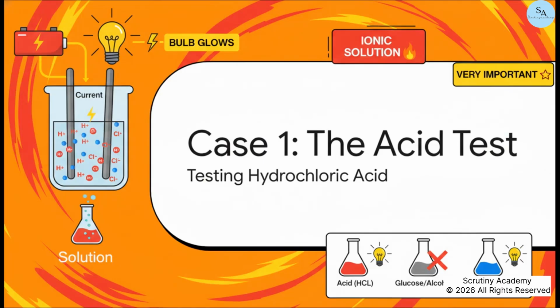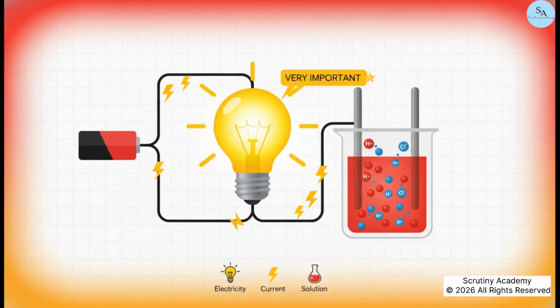First up, the acid test. We're pouring in some dilute hydrochloric acid, or HCl as you know it. So, what do you think's going to happen when we turn on the power? Any guesses? Let's find out. And there it is. Look at that. The bulb is glowing nice and bright.